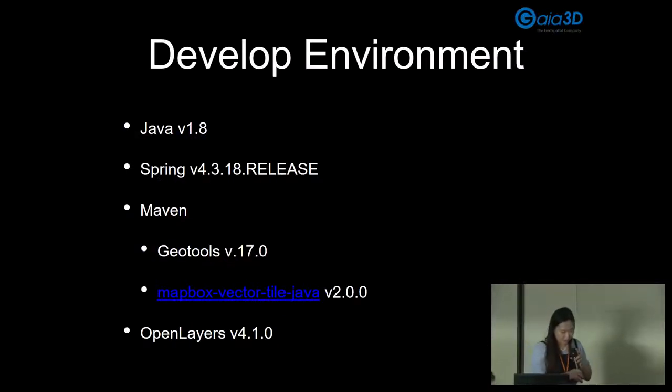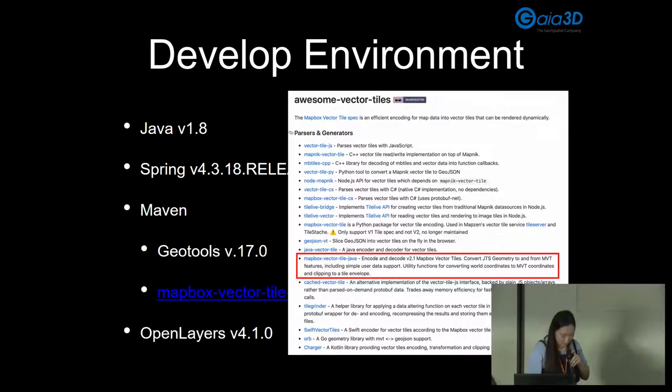This is the development environment. JDK 1.8, Spring 4, Maven, GeoTools, Mapbox VectorTile Java, OpenLayers. Okay, this page has a list of VectorTile Git projects. I will find the library in Java on this page. It's good to be able to select a library for your project environment.